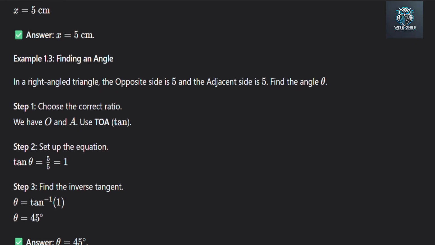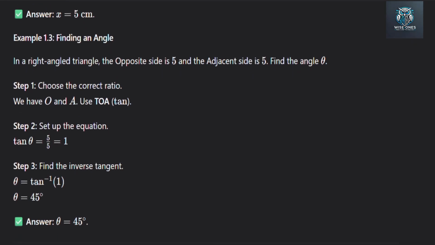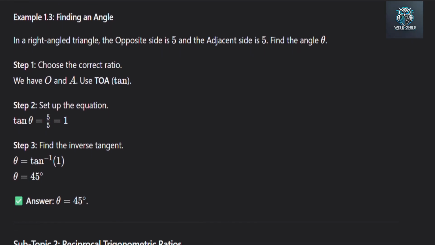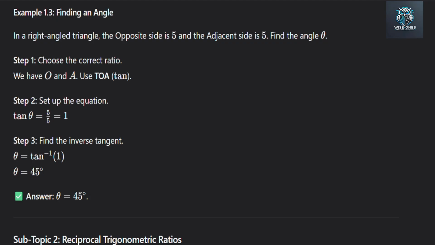The question is, in a right-angled triangle, the opposite side is 5 and the adjacent side is 5. Find the angle theta. Step 1. Choose the correct ratio. We have opposite and adjacent. Looking at SOH CAH TOA, which one has opposite and adjacent? It is TOA, so we use tangent.